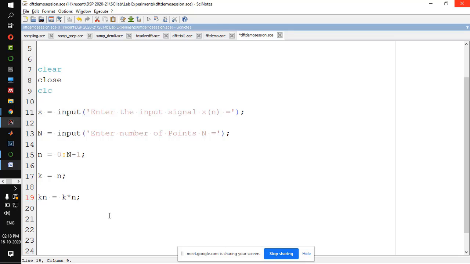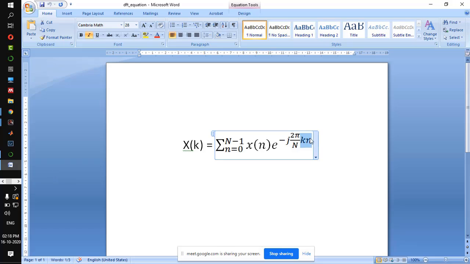What are we expecting? Mind you, k is not a single number, n is also not a single number. K is varying from 0 to 3 and n is also varying from 0 to 3. As per the DFT formula, what I need is kn. Again I repeat, k is varying from 0 to N minus 1, n is also varying from 0 to N minus 1. What I need is kn, so that I can implement this equation. I want to define kn.